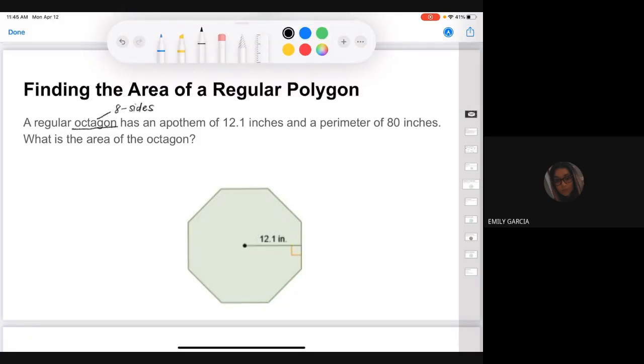So we have a regular octagon, which has an apothem of 12.1 inches and a perimeter of 80 inches. So here we're given the perimeter. The perimeter is 80 inches. We're asked to find the area of that octagon.